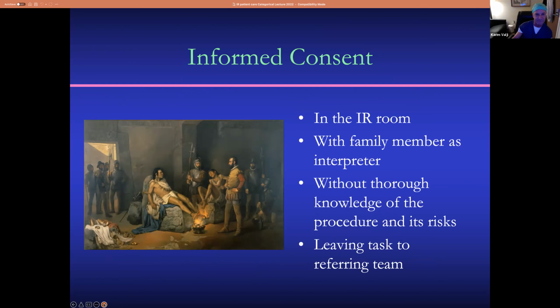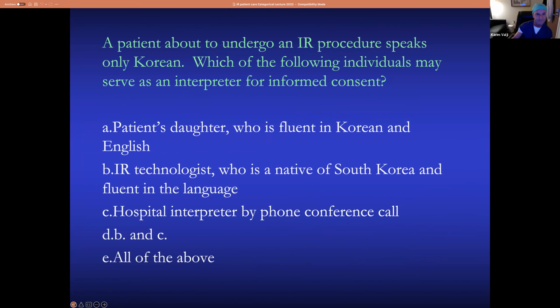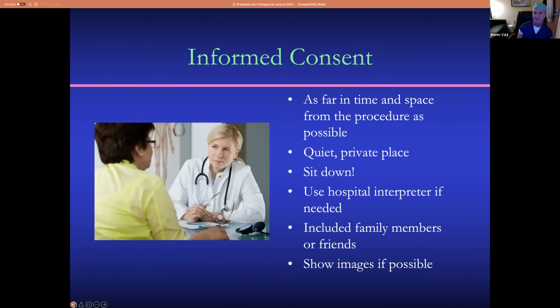So how should you do it? As far away in time and space as possible. So as soon as you can, ideally the day before or in clinic, do it in a quiet, private space and sit down. This is just a general rule that for any time you interact with a patient, and I try to do this, whether it's in clinic, whether even in the bays when I'm getting consent, grab a chair and sit down, because what that tells a patient is, I am here to listen to you. I'm not going anywhere. I care about what you're going to say. Just that very act of sitting down, even if it's for 5 minutes.